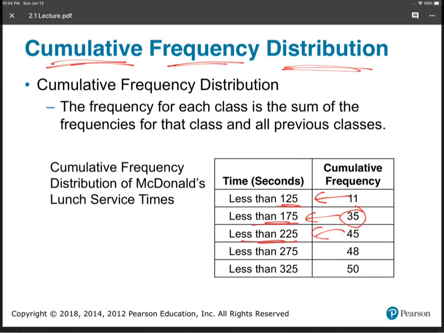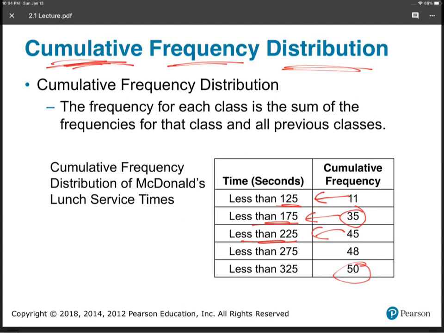So that's just another way to display information. It's cumulative. They're building as they go, until the end, they have all 50 of them. So that way it'd be real quick if you want to say, hey, how many are 175 or less? It's just right there for you, isn't it?